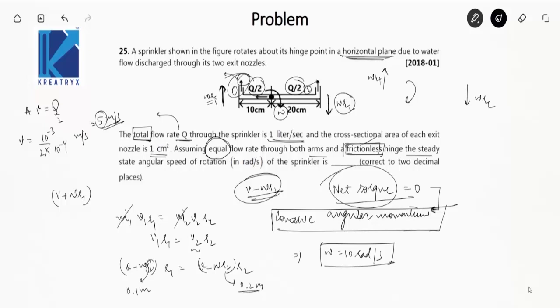Okay, so what we have done in this question, firstly we have found out the velocity of water without taking into the consideration that the sprinkler is rotating, that is 5 meter per second. Now when we take the angular speed of rotation of sprinkler, there will be additional component of this velocity for both the arms. For arm 1 it will be acting in upward direction, for arm 2 it will be acting in downward direction, and from that we find out the relative velocities v1 and v2. Okay, after that we have just conserved the angular momentum. So this was a nice question.